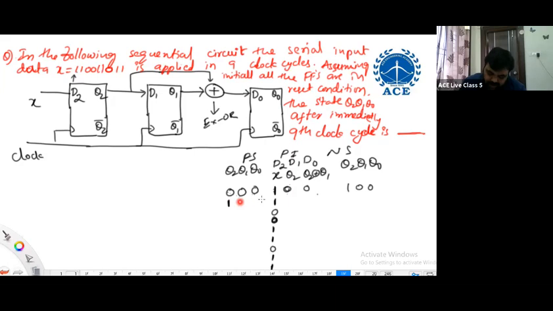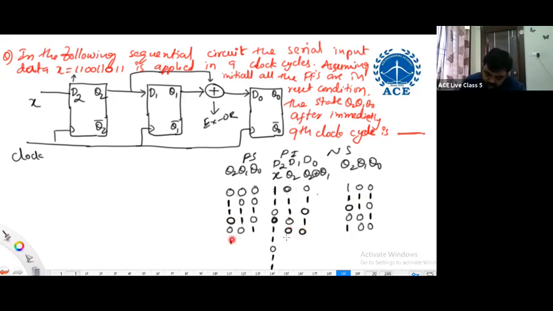Again 1, 0, 0. Q2 is 1. Q2 XOR Q1 is 1. What is the next state? 1, 1, 1. Now 1, 1, 1. Q2 is 1. Q2 XOR Q1 is 0. Next state is 0, 1, 0. Now 0, 1, 0 becomes the present state. Again Q2 is 0. Q2 XOR Q1 is 1. Next state is 0, 0, 1. Q2 is 0. Q2 XOR Q1 is 0. Next state is 1, 0, 0.